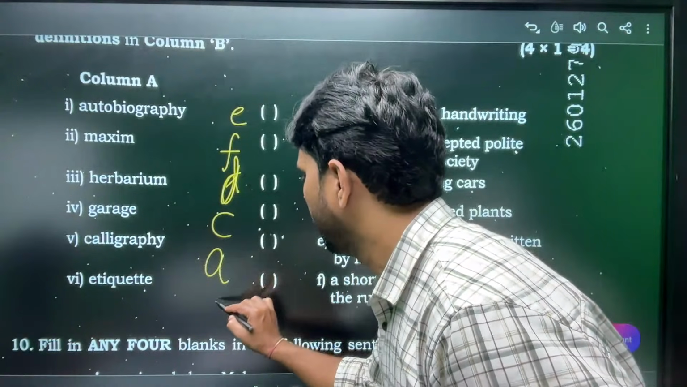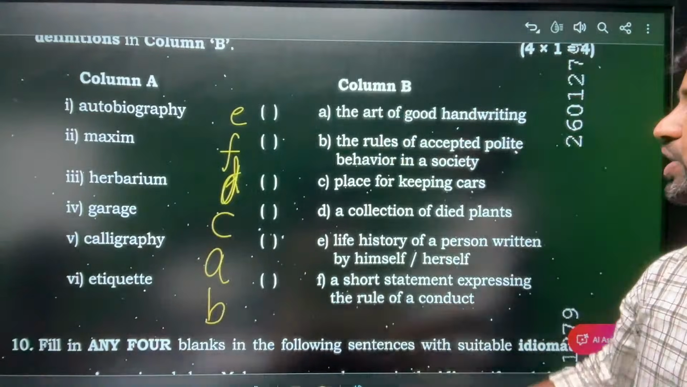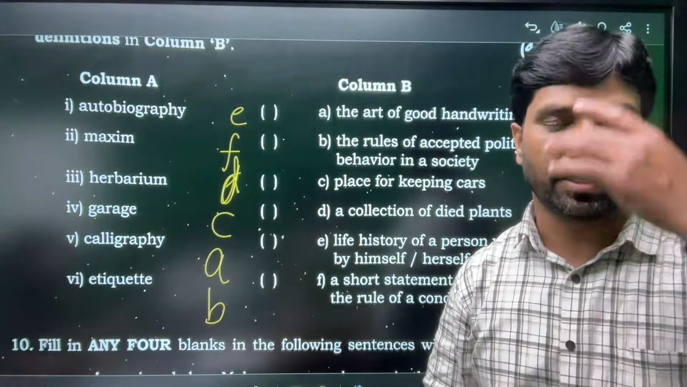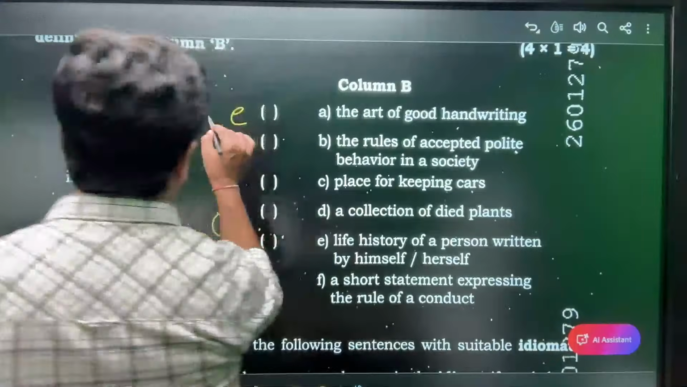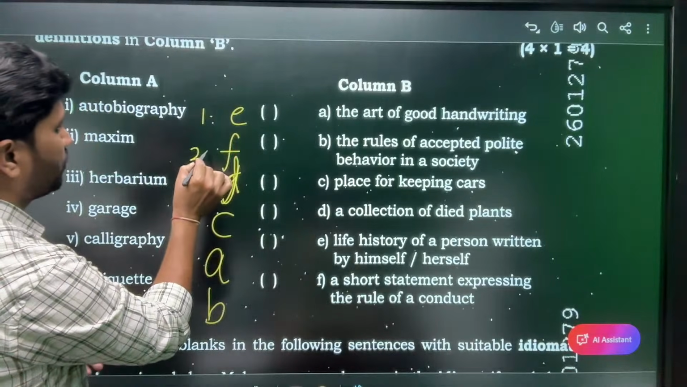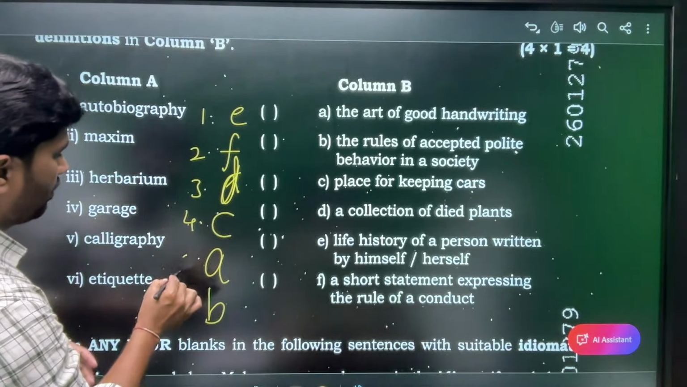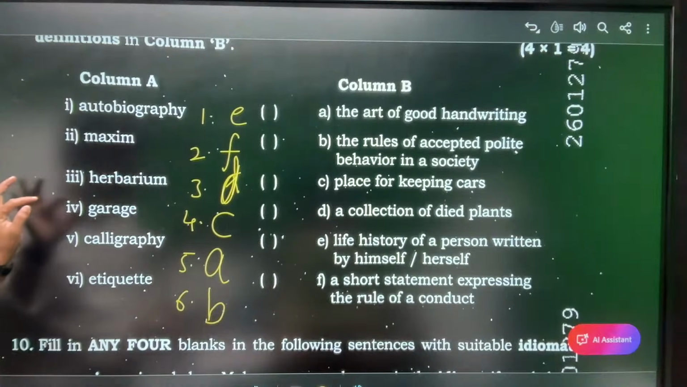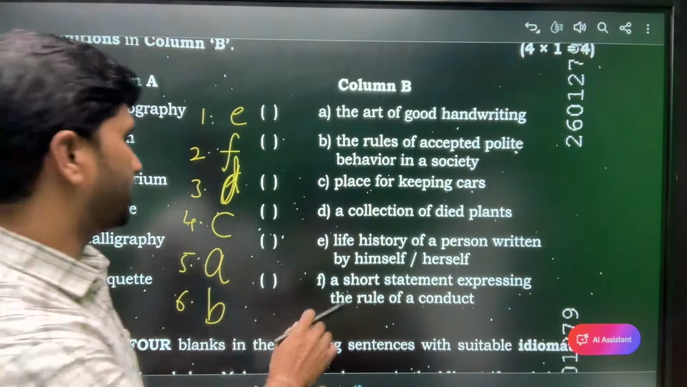It is A and the last one is B. Write only answers, no need to write the questions again in your answer set, because it's a waste of time. See, it is 1, 2, 3, 4, 5, 6, according to the Roman numbers. See, this is what we used to do for match the following.